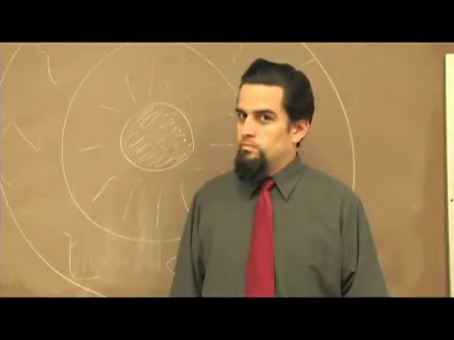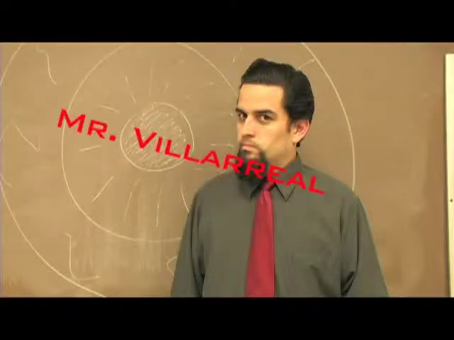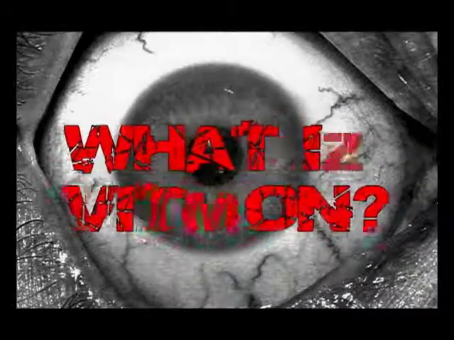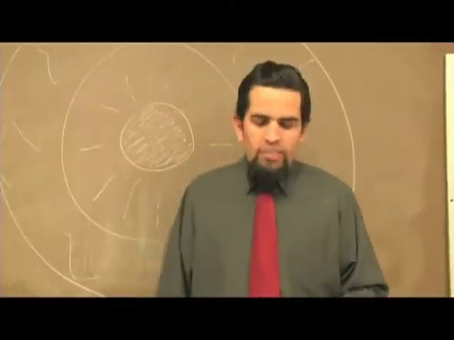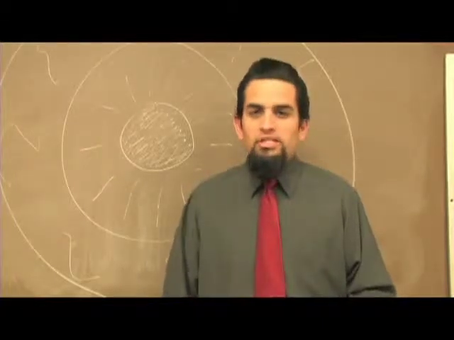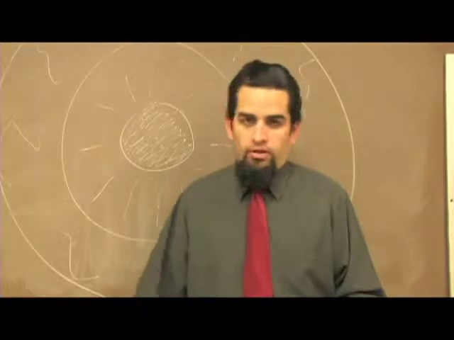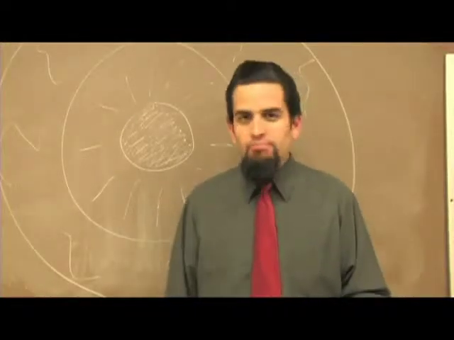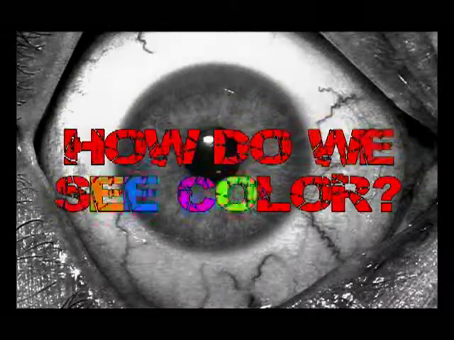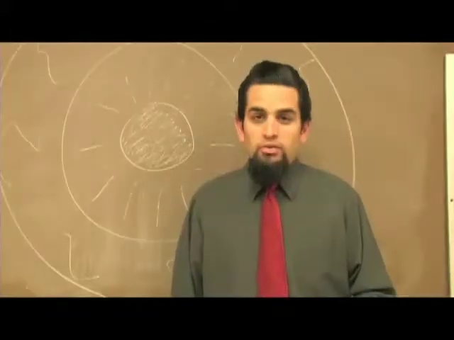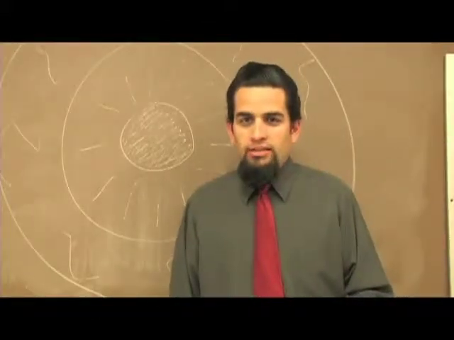To find out more information on the theories of vision, I asked SGP's psychology teacher, Mr. Villarreal. What exactly is vision? Vision is the interpretation of light stimulation through the eye. Basically, the eye doesn't see anything. It's part of the brain that processes all that information. How do we see color? There's two theories, the opponent process theory and the Young-Helmholtz theory.